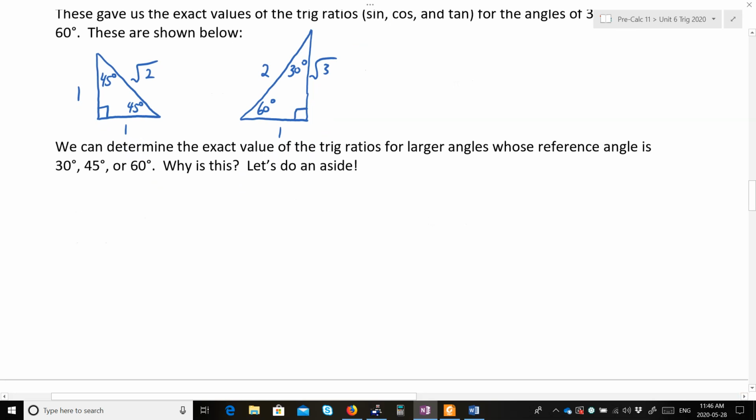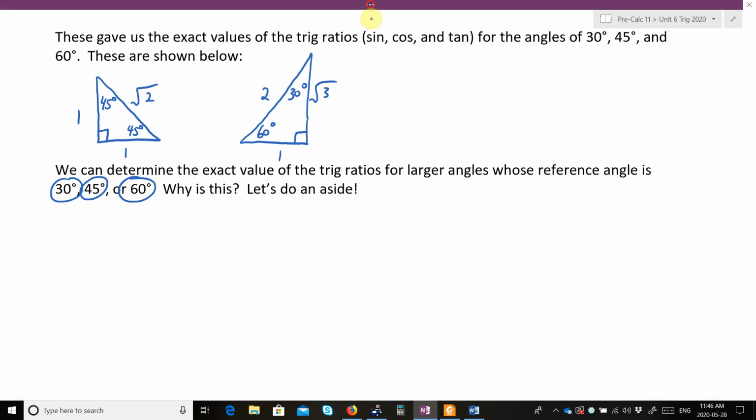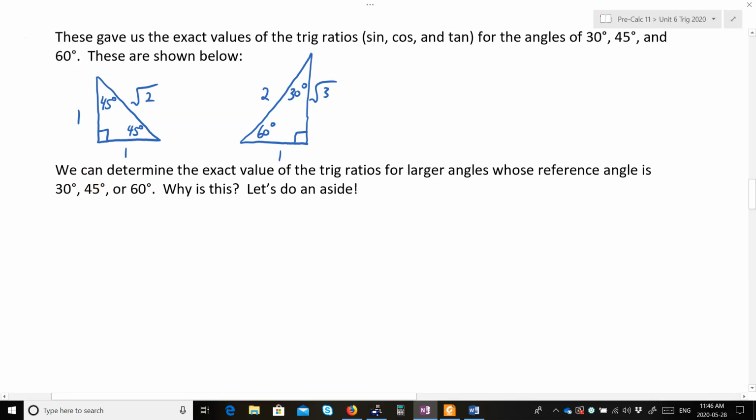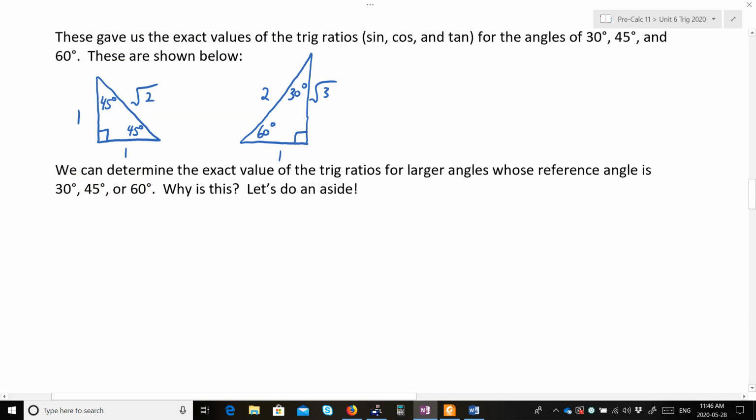So we can determine the exact value of the trig ratios for larger angles whose reference angle is 30 degrees, 45 degrees, or 60 degrees. Okay, so any bigger angle, guys, that has one of these special angles as its reference angle, we can determine an exact value for those. Okay, and so why is this? Let's do an aside. We'll do this for the 60 degree angle.